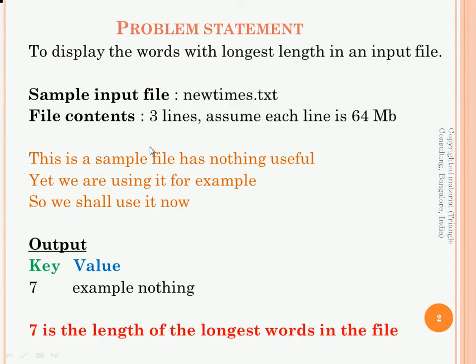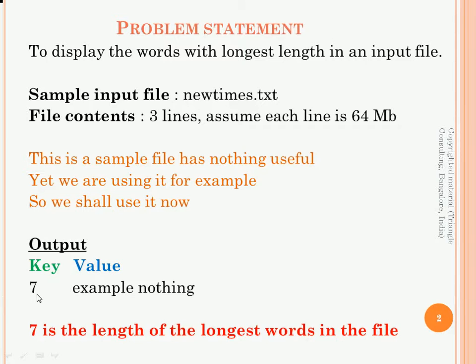These are the 3 lines present in the input file from which we have to pick out those words which are of the longest length and display them along with that length. So the final output is going to be like 7, example, nothing. So the words example and nothing are the longest words from this input file, and the length actually is 7.